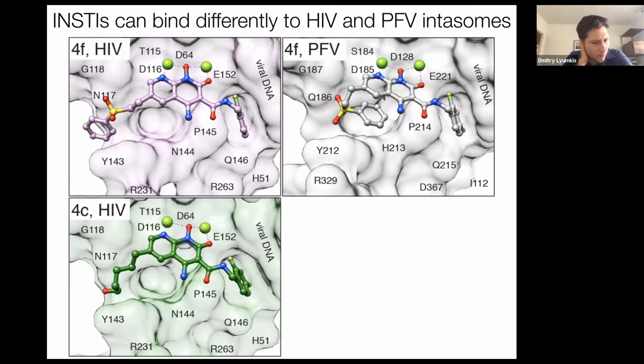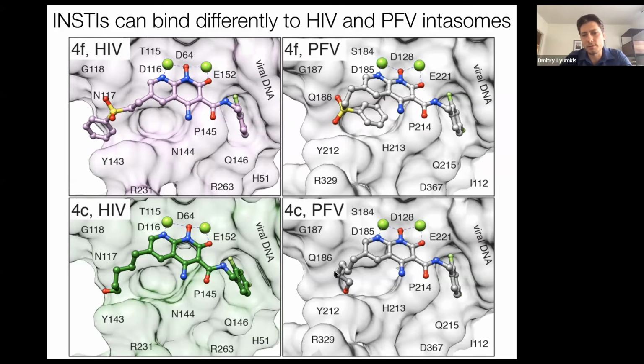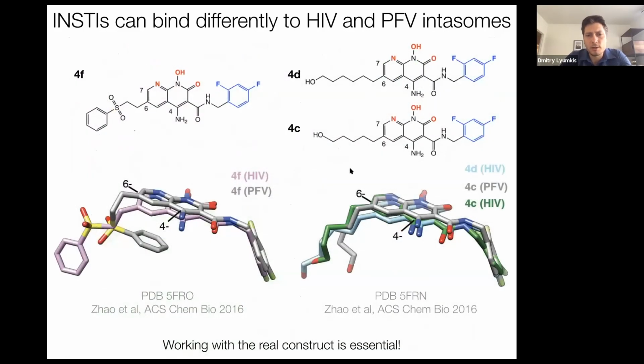If we look at the compound 4C, which is really one of the leading developmental compounds, we see a very similar story. In the case of HIV, the pentanol extends into the solvent-exposed cleft, whereas in the case of PFV, it bends back. This is just a slide summarizing those findings. This is with 4F, then this is with 4C, and I've also shown that the binding mode of the compound 4D to HIV is also conserved.